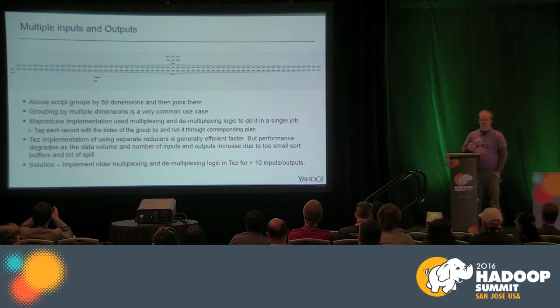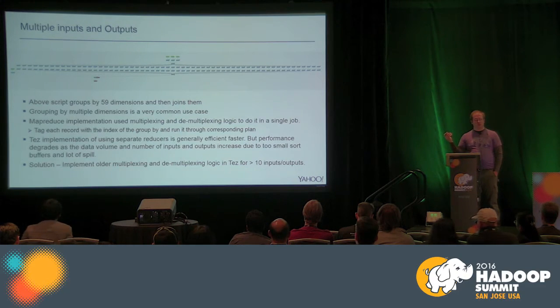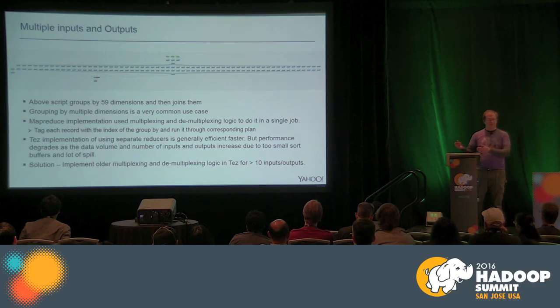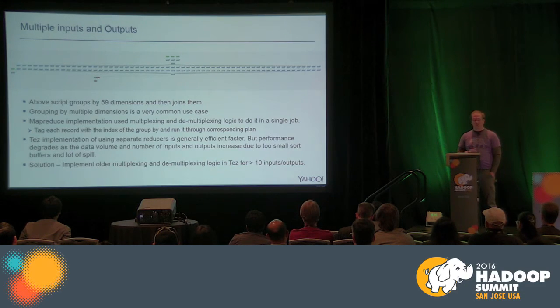So this group by is a really common operation. But when you take it to the very extreme, this is 59 group bys, right? Group by on 59 different dimensions. And the optimization that we put into place for TES actually backfired at this scale. And so you have to be careful about optimizations that don't translate well to scale. This is one of those cases.